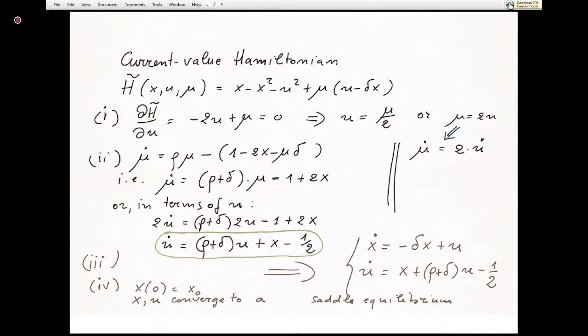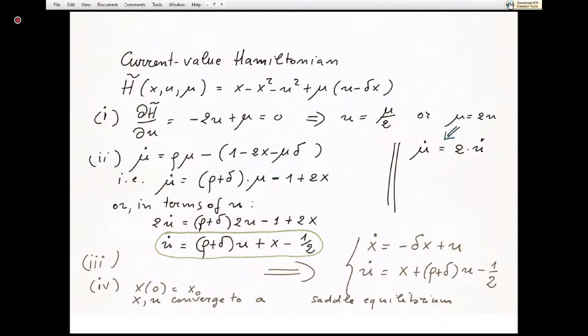Now, I must say this, some textbooks start to study a dynamical system because we have the equation on x, which is given by the problem. So x dot is equal to minus delta x plus u. And we have an equation for mu, which is the co-state variable: mu dot is equal to rho plus delta mu minus 1 plus 2x. So we have a system in x and mu, and many textbooks start to study the dynamical system.